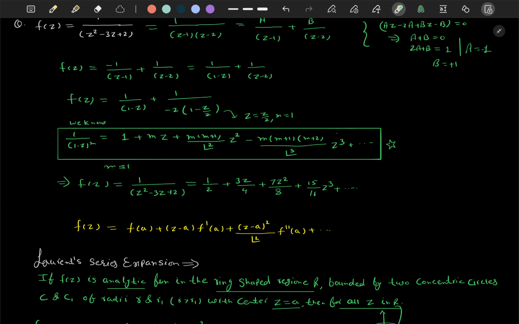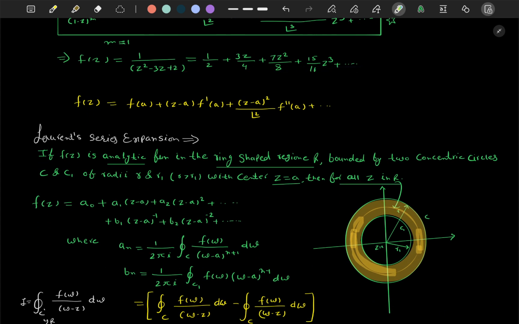If you don't want to use this formula, then you can also solve this by simply using the Taylor series expansion, that is f(a) at z equal to 0, f(a) will be there, and (z minus a) f dash a. Use this, and similarly for this, and you will get the same answer as written here.